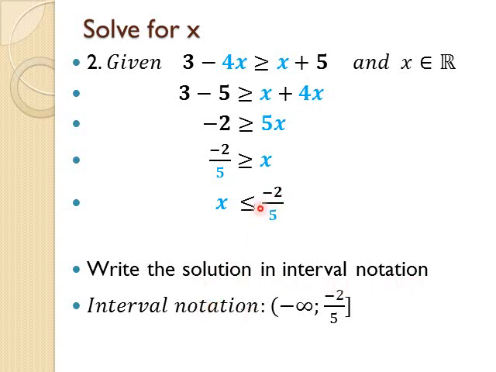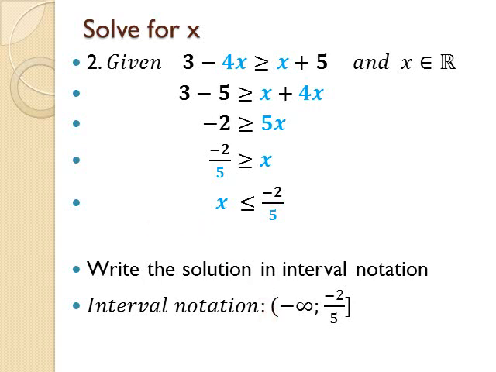So in interval notation, I need to understand it's equal to negative 2 over 5, therefore close bracket, right? And less than, meaning it's going all the way to negative infinity. We don't know where that is, so therefore open bracket. Right, so there that solution is in interval notation.